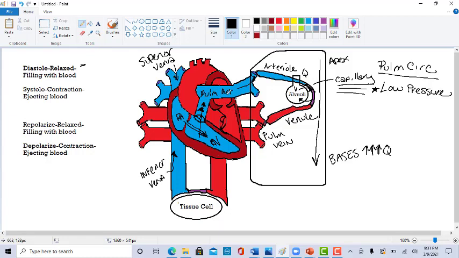So now it's in pulmonary circulation. That oxygenation is going to occur. It's going to come back into your systemic circulation. It's going to fill your left atrium, down into your left ventricle. That's going to fill. That heart's going to stretch again.